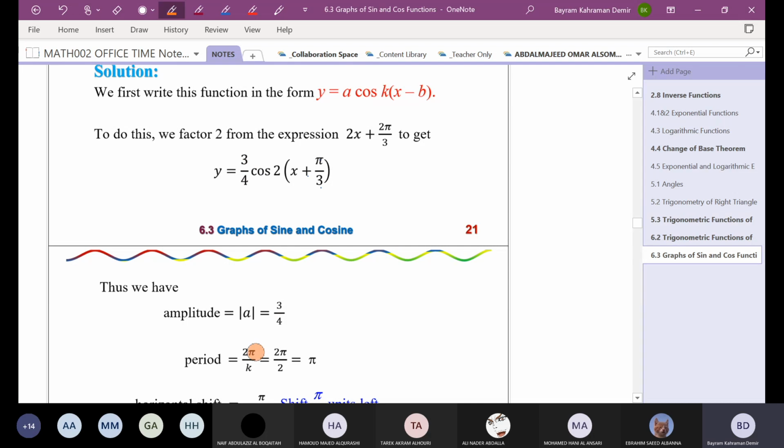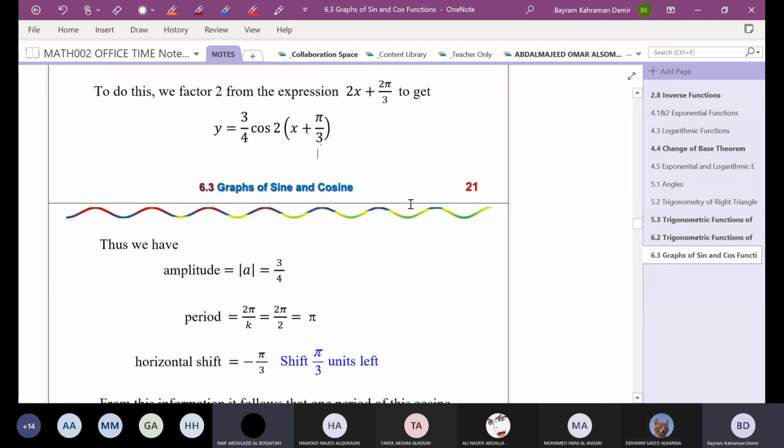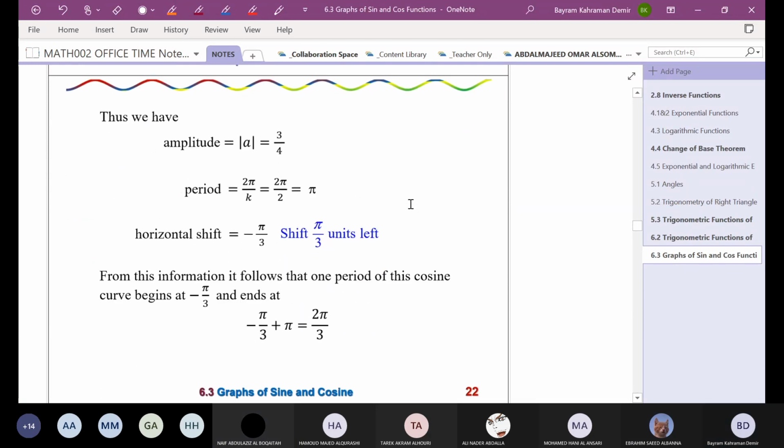And how do you find the period? Period is 2 pi divided by 2, which is pi. And what is the shift? Pi over 3 units to the left. So phase shift is negative pi over 3. Horizontal shift is negative pi over 3.